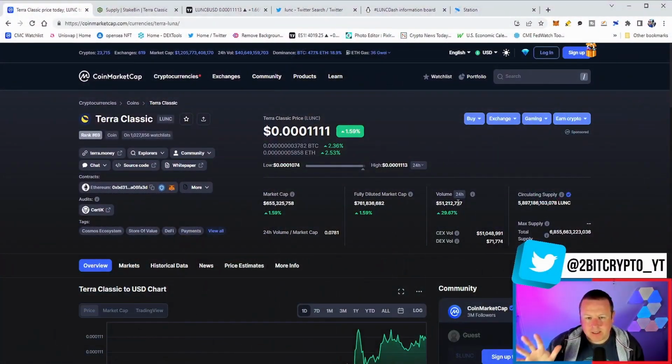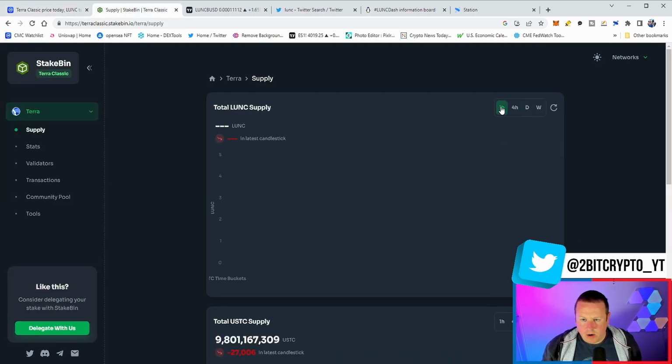So here we go. Terra Luna Classic currently sits 2.43% ahead of Bitcoin. Now, Bitcoin has had a bit of a turbulent day, it feels like it's leveled off at about 29.3, but Luna Classic is starting to move, volume up at 51 million, a 29% increase, market cap still at $655 million right now. But we did see a pretty interesting spike on the burns.